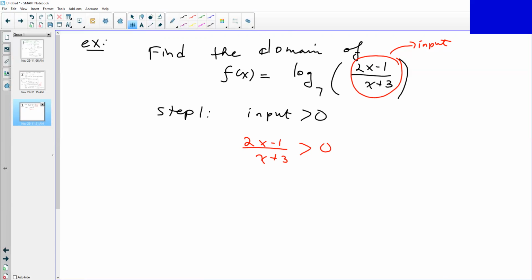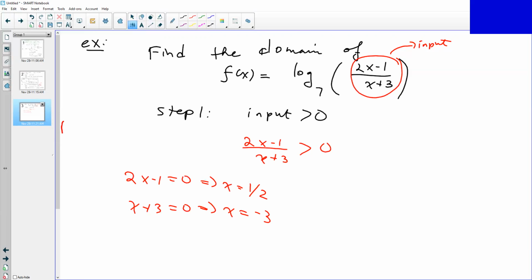So everything is factorized now, so I don't need to do that step. All I need to do is set the top to 0, so 2x minus 1 equals 0, and this will give you x equals 1/2, and set the bottom to 0, x plus 3 equals 0, and this will give you x equals -3. So these two numbers are the ones that I put on the real line and test.